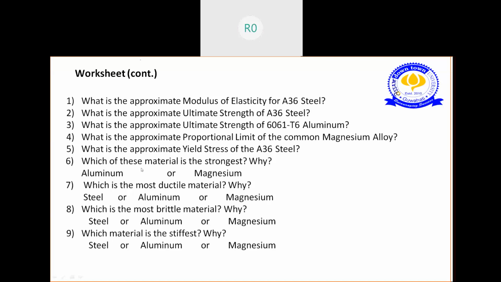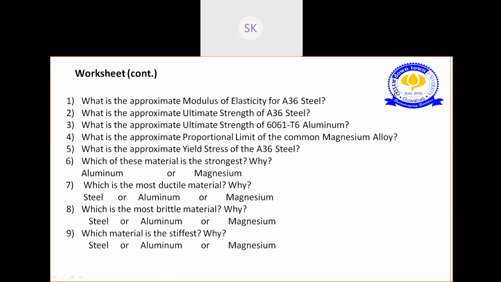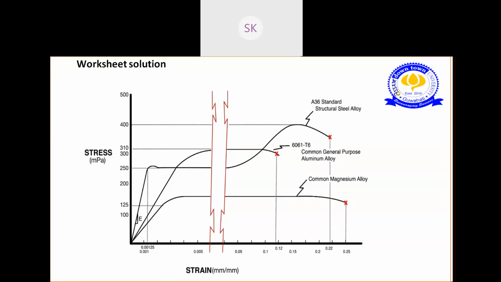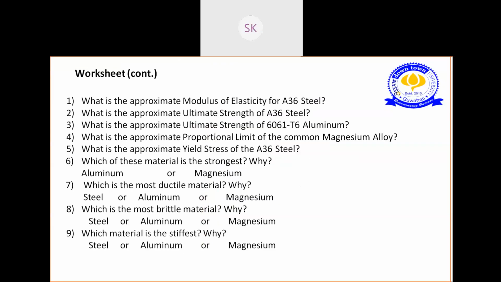Next, move to: which of these materials is the strongest? Aluminium or magnesium? Now you respond. Which one will be strongest? Aluminium. What about others? Ma'am, aluminium. Okay. Why? Because it can resist the highest amount of stress. Okay. Let's answer this.